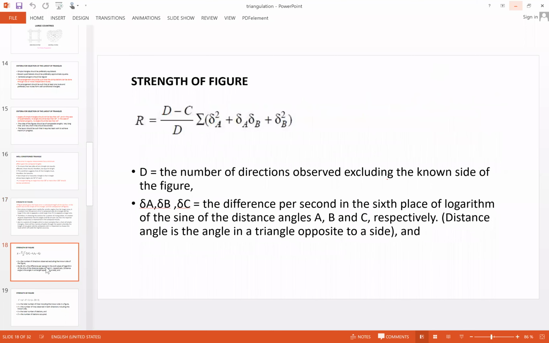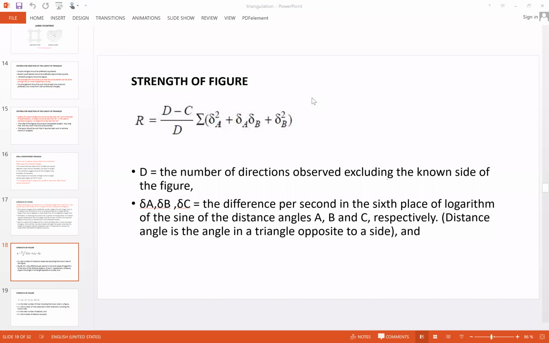Now we have to determine the R value if we want to determine the strength of any figure. Now what is this R value? This R value is called the shape factor. This shape factor helps you in determining the best possible route for any given survey. This R value can be calculated by (D minus C) over D, times the summation of delta A squared plus delta A delta B plus delta B squared. Now this thing is important over here: D is the number of directions observed excluding the known side of the figure.